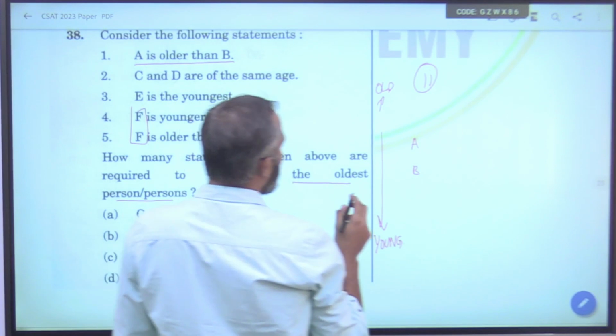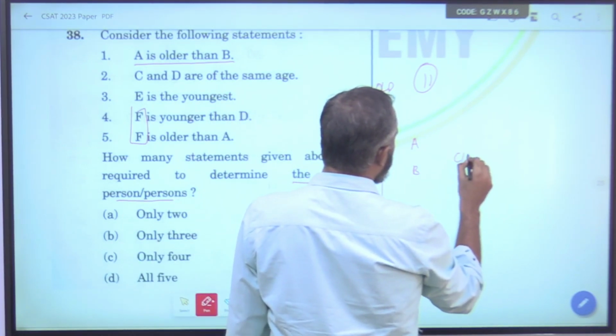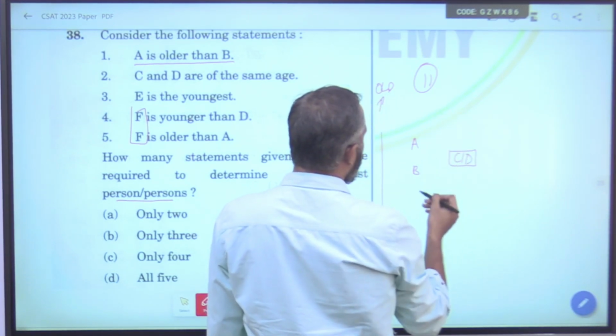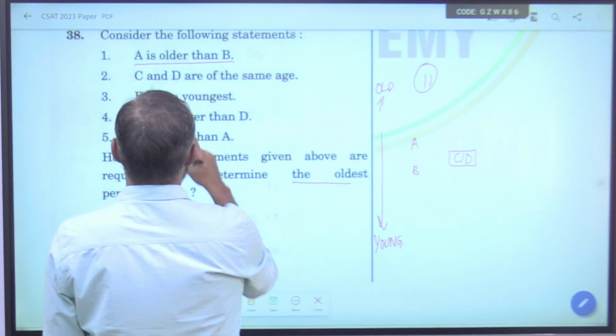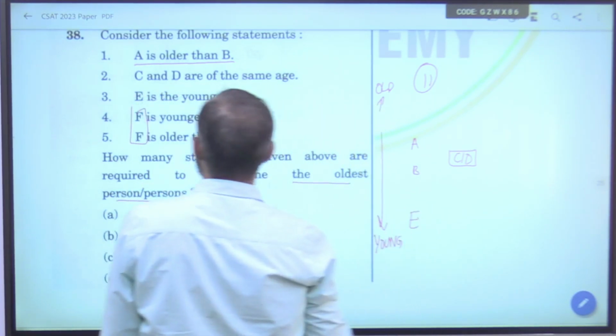C and D are of the same age. Okay, since I don't know, I am not putting anything here. C and D are of the same age. They could be here, they could be here, and they could be down of B too. Okay, E is the youngest. Good. E is the youngest.